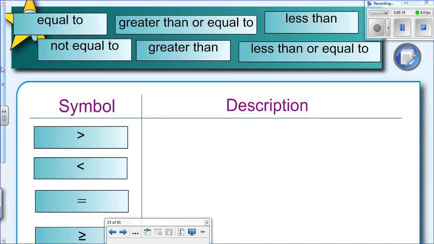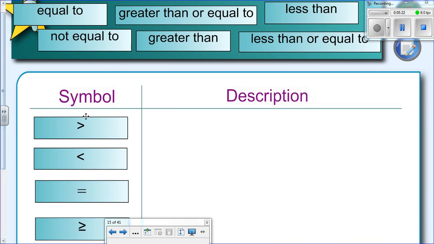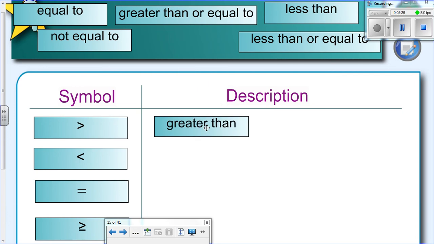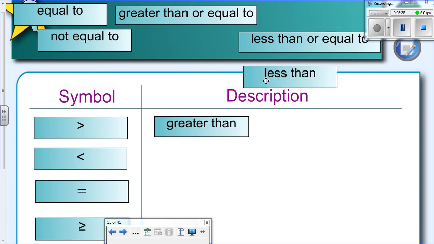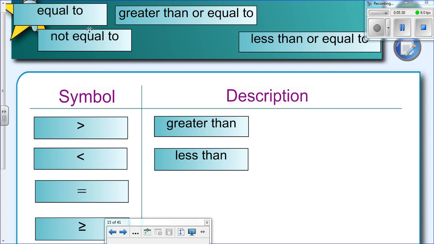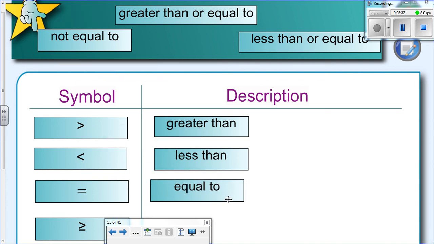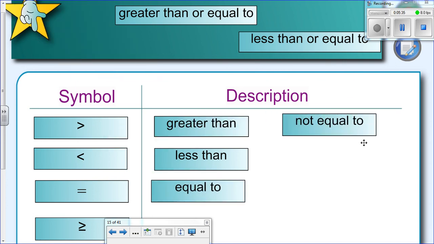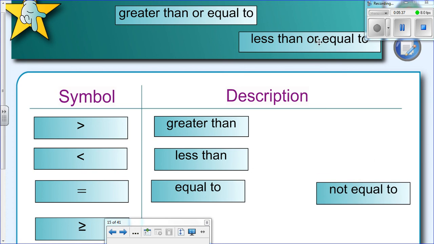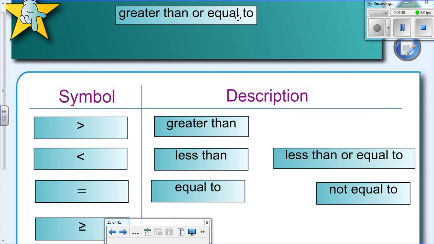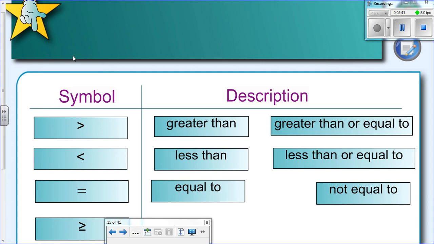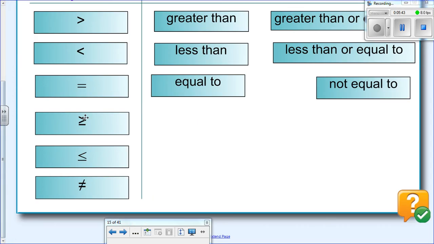All right, so what we're going to do is match up these symbols. We already said that this one would be the greater than symbol. The next one is less than. The next one is equal to. All right, and then I'm going to move these other three down here so I can scroll down and we can see everything. So here, notice it's still facing the same way as our first one up here. So this one would be greater than or equal to.